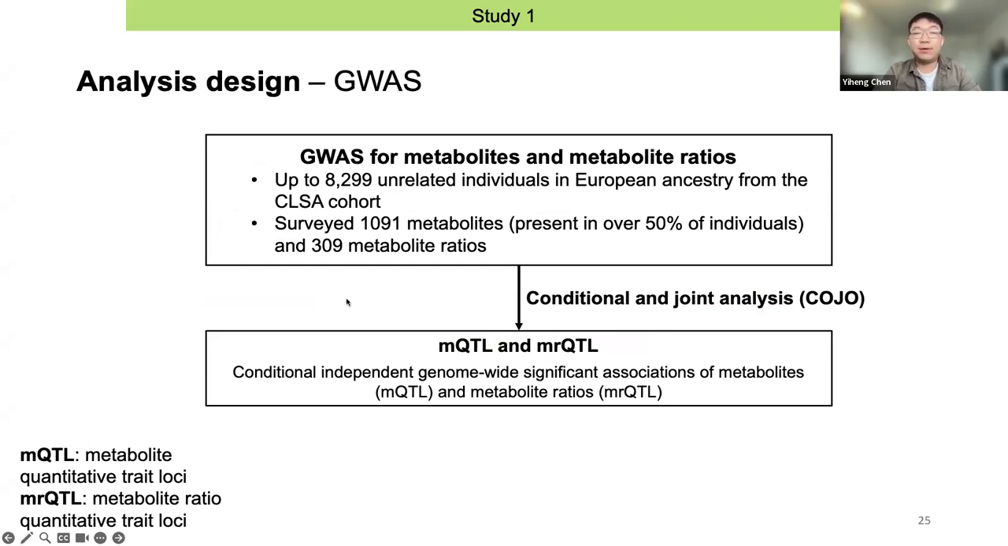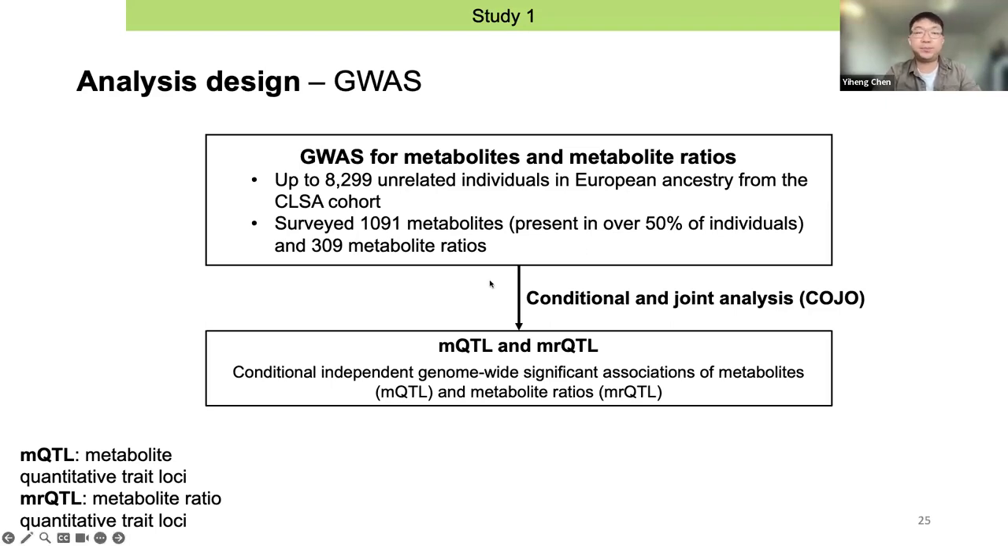For the GWAS, I performed separate GWAS for each metabolite and also some metabolite ratios. I used up to 8,299 unrelated individuals of European ancestry from the CLSA cohort. I surveyed 1,091 metabolites that are present in over 50% of the individuals, and also 309 metabolite ratios. After GWAS, I have the association between all the genetic variants and the metabolites. Then, to identify those conditionally independent genome-wide significant associations for the metabolites and metabolite ratios, I performed conditional and joint analysis to identify the leading variant or the leading association for the variant and the metabolites in each genetic region.